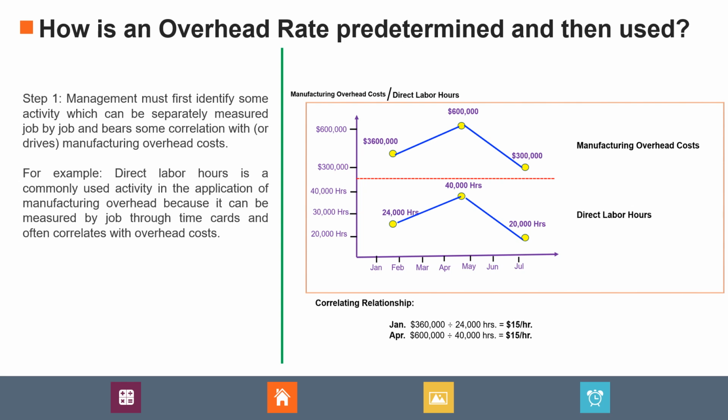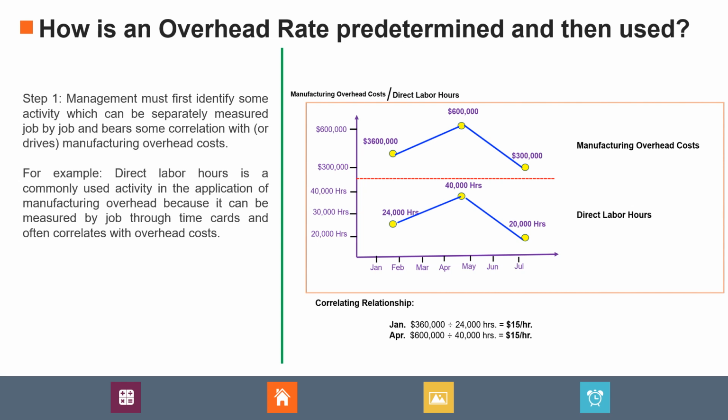But if you look at the relationship and divide 600,000 by 40,000 hours, it was about $15 an hour. See, it stays constant because they kind of move in correlation. What I'm saying here is that for every hour of direct labor, we have additional manufacturing overhead costs of about $15 per hour. If we double our labor hours running a second shift, we're probably going to double our manufacturing overhead costs, and it runs at about $15 per hour overall.